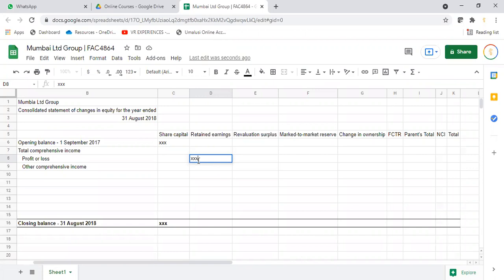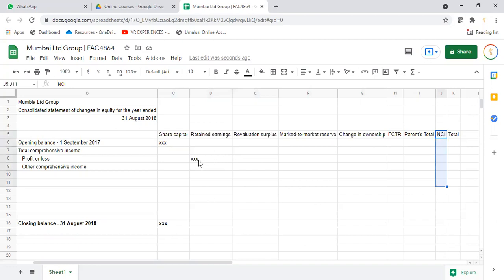Then below total comprehensive income, you have two sections. You have a section called profit attributable to parent and NCI, and you have total comprehensive income attributable to parent and NCI. So remember, under retained earnings, everything over here must only represent the parent's portion. You must get that straight in your head, because NCI will have their portion over there.